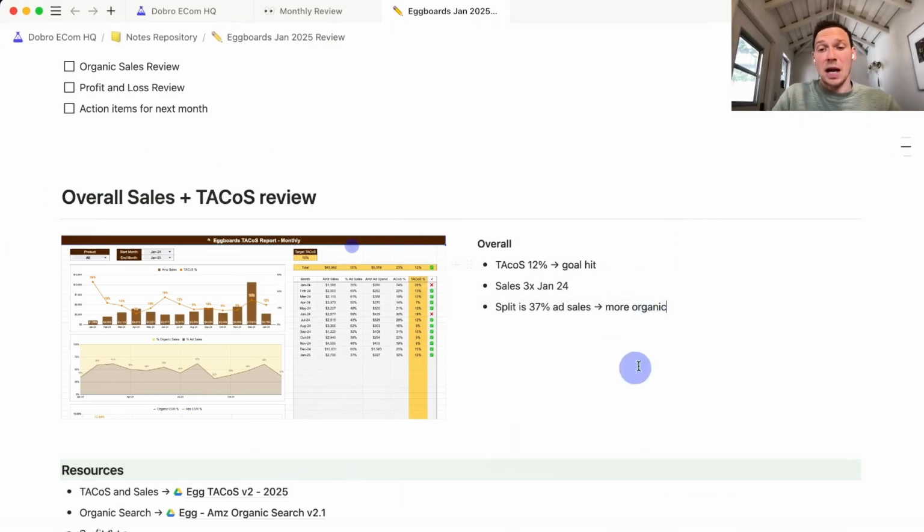So this means that I could potentially push more on advertising, since my total advertising cost of sales is a little less than the target, and because most of my sales in January came from organic, while I try to get half and half.